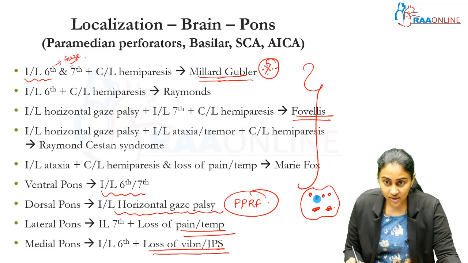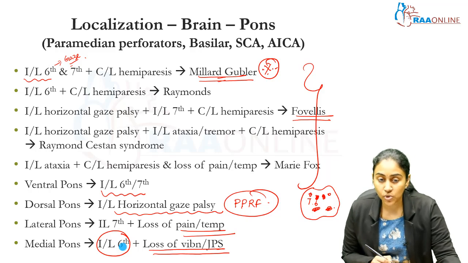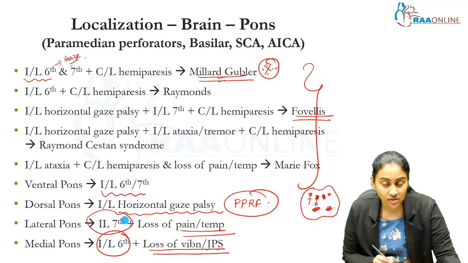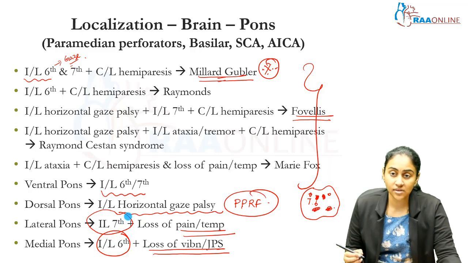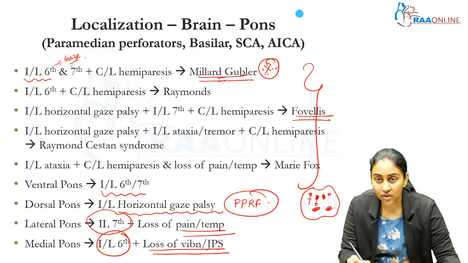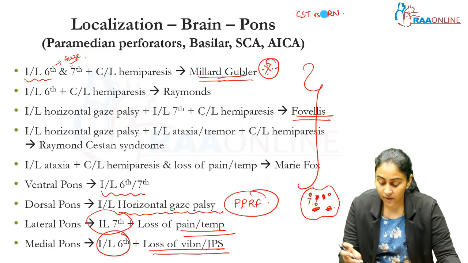Now, you saw here that the 6th nerve is located more medially than the 7th nerve. Therefore, involvement of the 6th nerve points towards medial pons, and involvement of the 7th nerve points towards lateral pons. This is another important clue. So, the take home is, in the midbrain we saw earlier that corticospinal tract versus red nucleus involvement is going to tell whether it is medial or lateral, right?